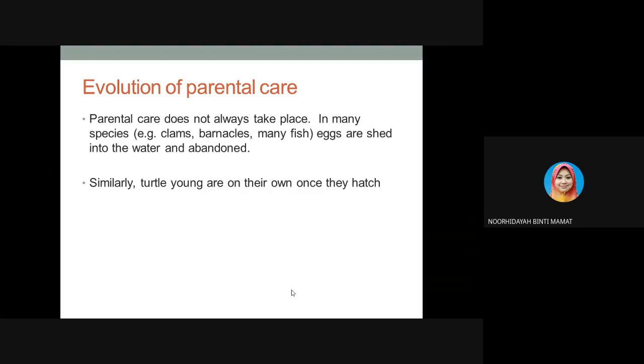Parental care does not always take place in many species. For example, clams, barnacles, and many fish. The eggs are shed into the water and abandoned, and this is similar to the turtle group. So the young are on their own once they are hatched, right? So actually parental care does not always take place in animals. It is different compared to humans.